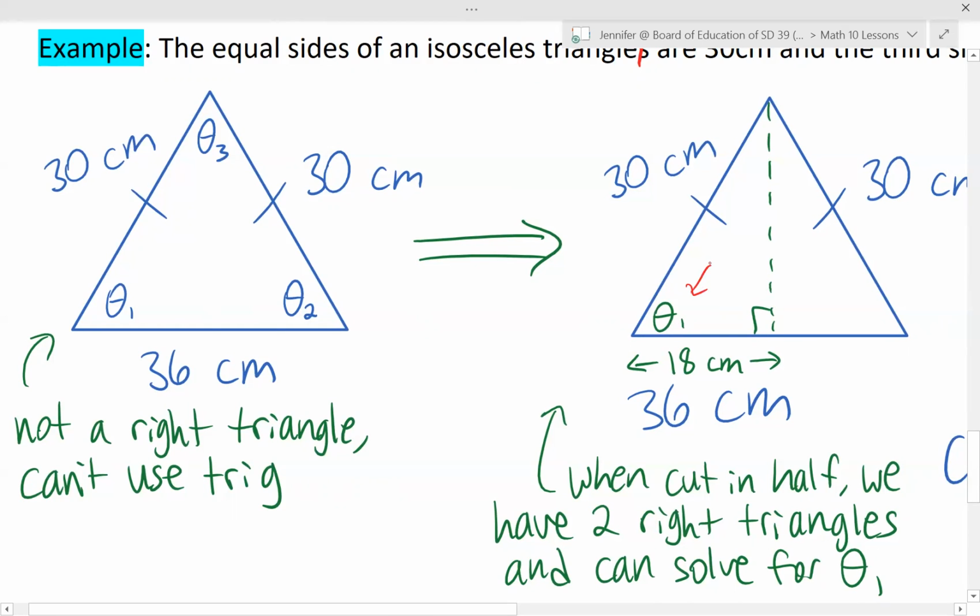This is still our theta 1. That angle hasn't changed. The only thing that's slightly different is that when I'm looking at this right triangle, this base is going to be 18 centimeters, not 36, because it's half of it. This would be 18 centimeters and this would be 18 centimeters because they would add to 36. So we have this new right triangle where the hypotenuse is 30, the adjacent side is 18, and we have our little theta 1 here. So we can start with that and solve for theta 1.